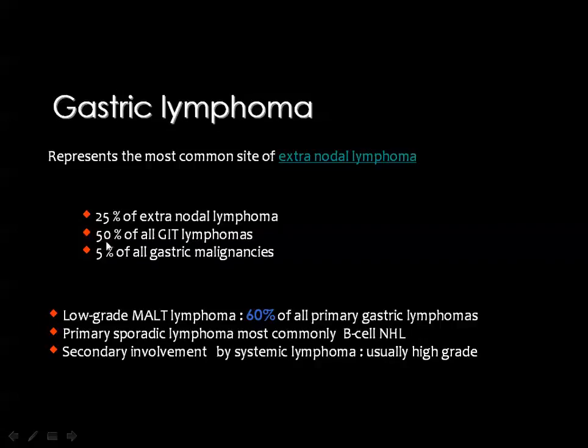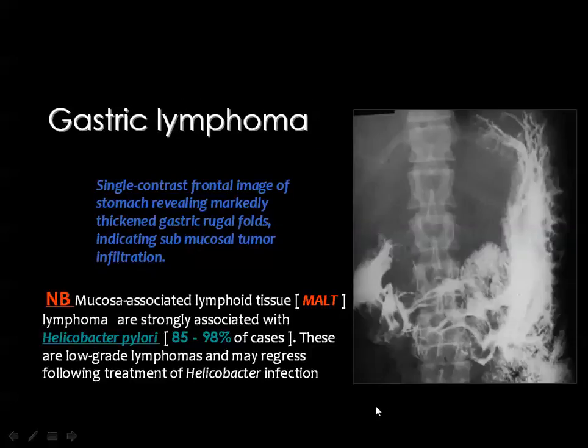Gastric lymphoma represents about 50% of all GIT lymphomas and 5% of all gastric malignancies. The mucosal associated lymphoma, or what's known as the MALT lymphoma, represents about 60% of the primary gastric lymphomas. Then other types include the sporadic lymphoma, which is commonly of the B-cell, non-Hodgkin type, or secondary involvement by systemic lymphoma, which is usually of the high-grade type.